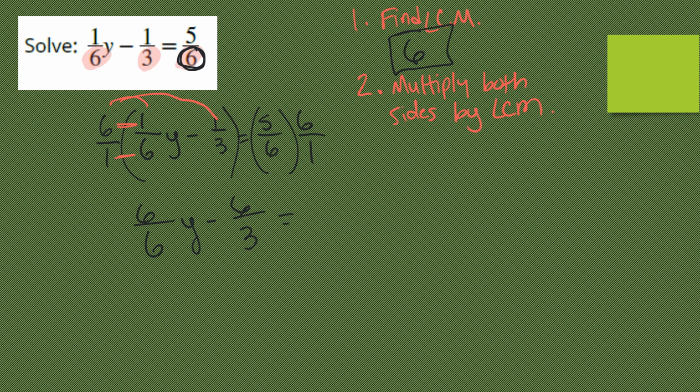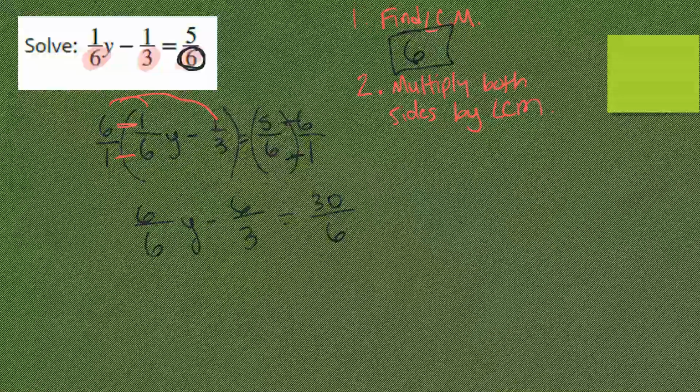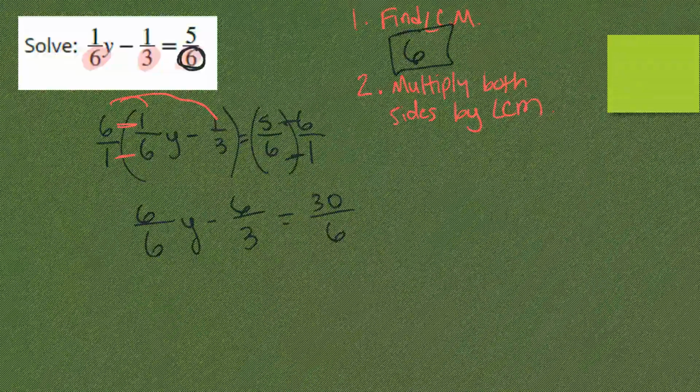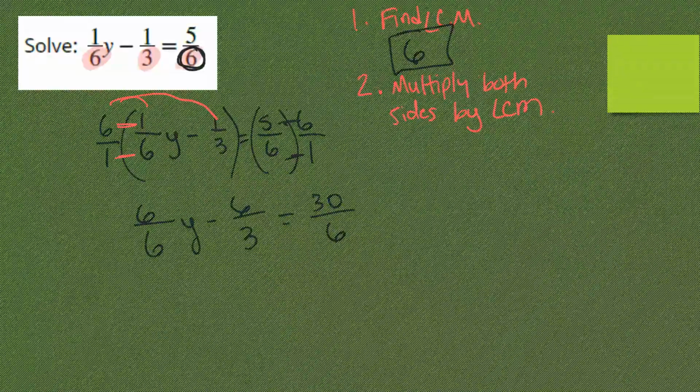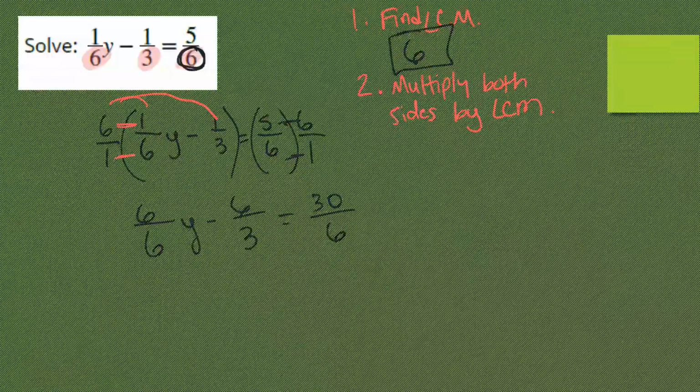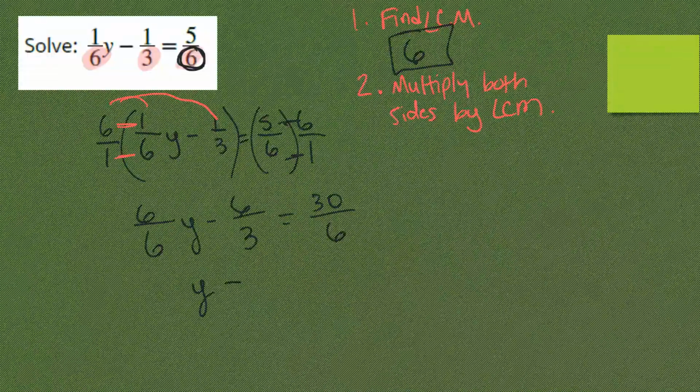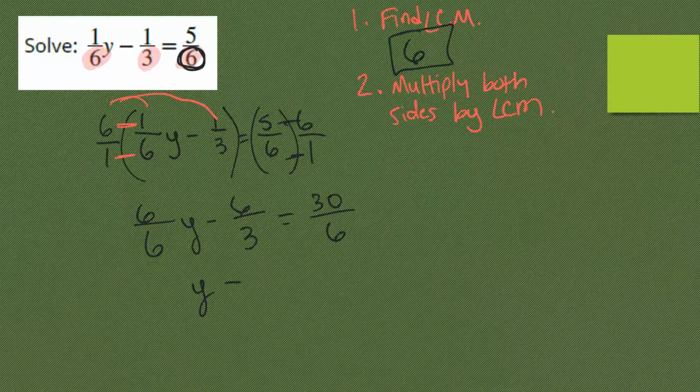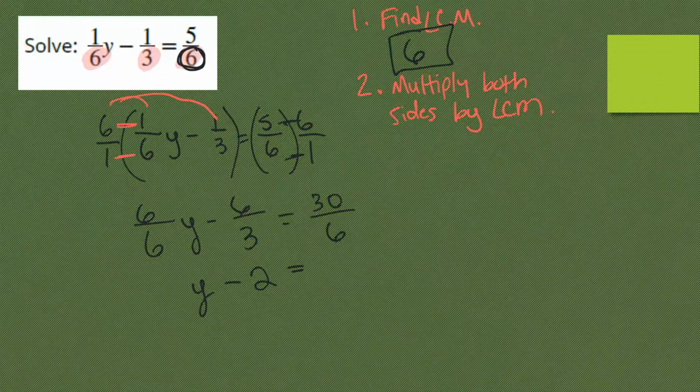Then on the other side, 6 times 5 is 30, and 6 times 1 is 6. So what should happen here, if you found the right least common multiple, is all those fractions that you created should simplify into whole numbers. So 6 over 6 simplifies into 1. We'll just put y. 6 over 3 simplifies into 2. 30 over 6, 6 goes into 30 5 times.